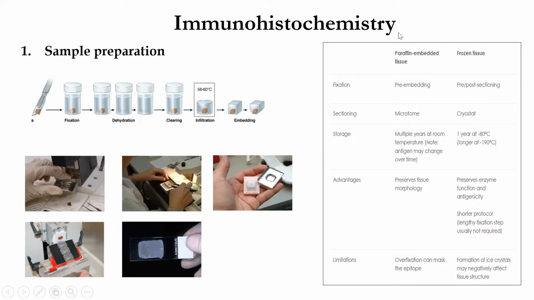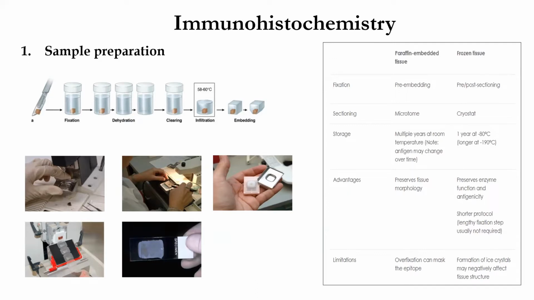Okay, so this IHC can be done on two types of tissue. It can be done on paraffin embedded tissue, and it can also be done on frozen tissue. In the case of paraffin embedded tissue, the machine which is used is a microtome, and in the case of frozen tissue, it is a cryostat. As the name suggests, it is cutting the tissue at a lower temperature. In the case of paraffin tissue, it preserves the tissue morphology, and in the case of frozen tissue, it preserves the enzyme function and antigenicity.